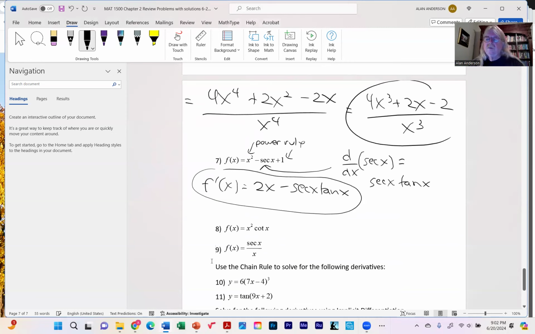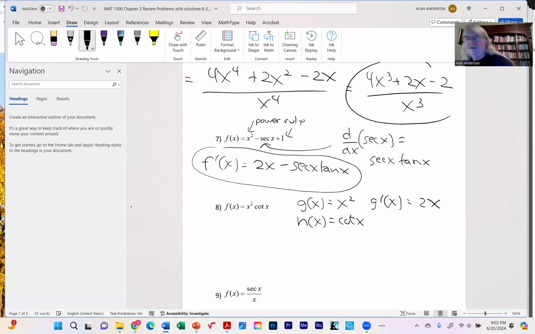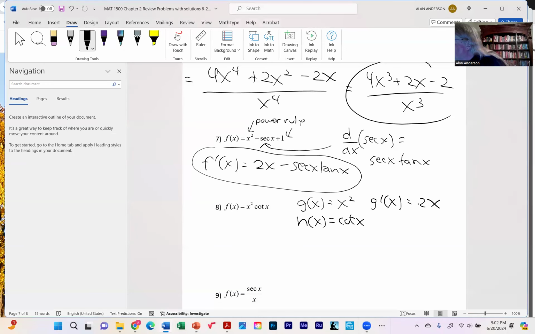Now, here's one. This one will require us to do a product rule with one trig function. So here, the first term, g of x is x squared, g prime of x is 2x, h of x is cotangent x, and we can look up cotangent, the derivative is negative cosecant squared.